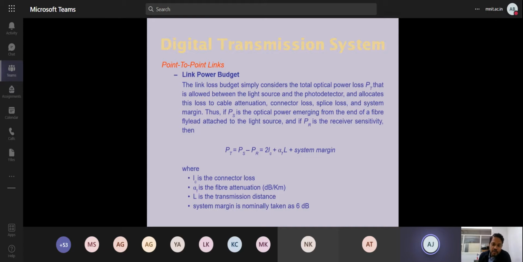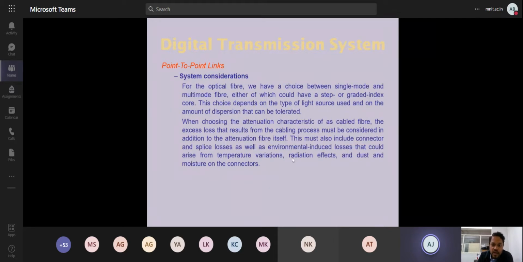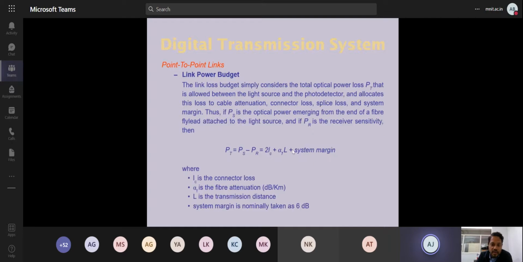Beyond this, there is a system margin which is kept so that even if you have some environmental induced losses, which arise from temperature variations or radiation effects or dust and moisture on the connectors, they are covered. These are considered under the system margin, and this is normally taken as 6 dB.